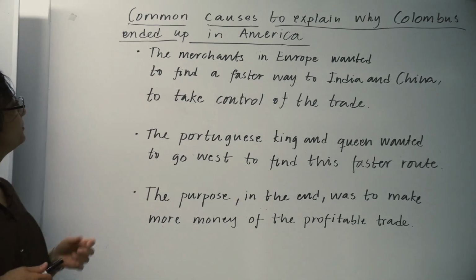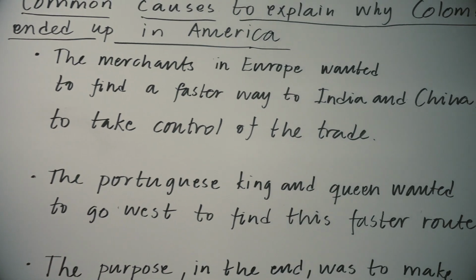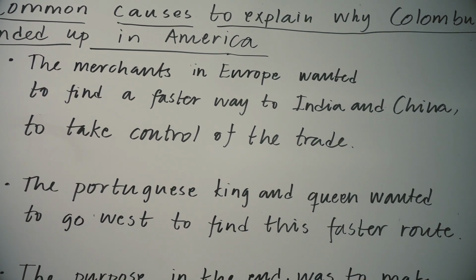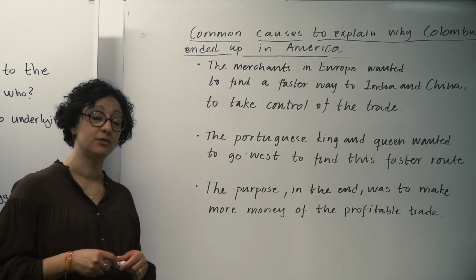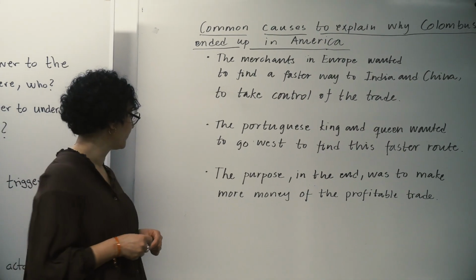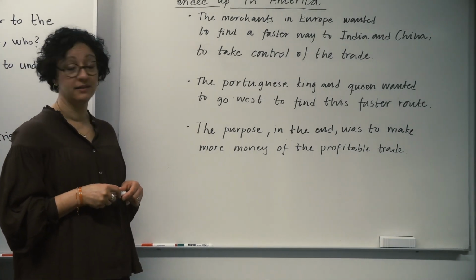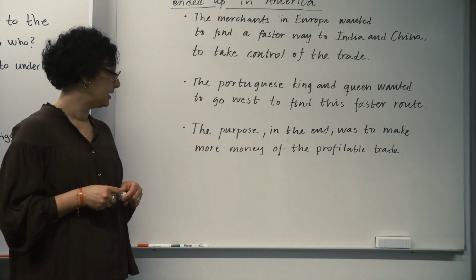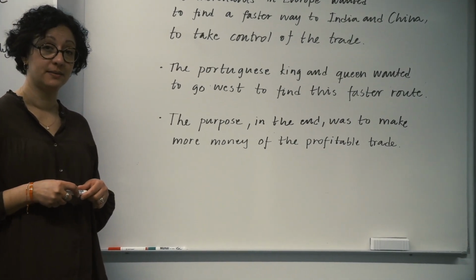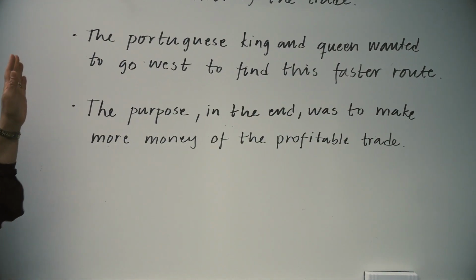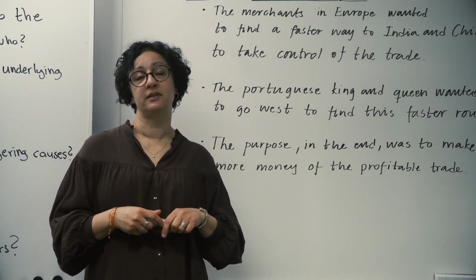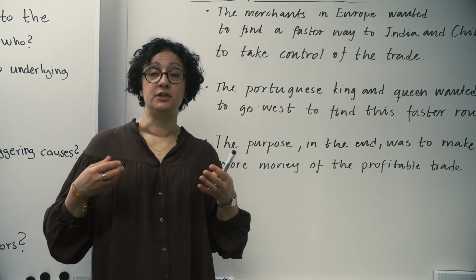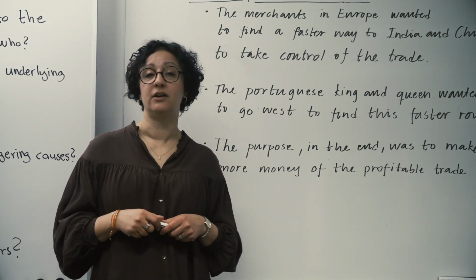The merchants in Europe wanted to find a faster way to India and China to take control over the trade. The Portuguese king and queen wanted to go west to find this faster route. Or the purpose in the end was to make more money out of the profitable trade. So these are good causes, but I also want the pupils, the students, to use the causes to make a historical reasoning. Okay, I see.